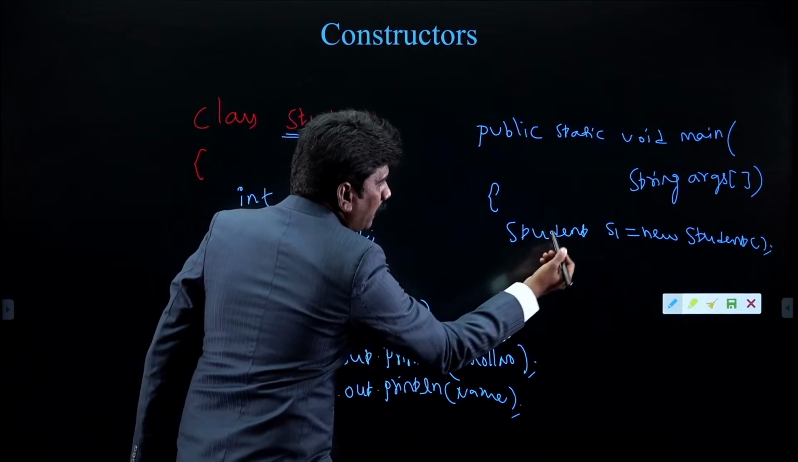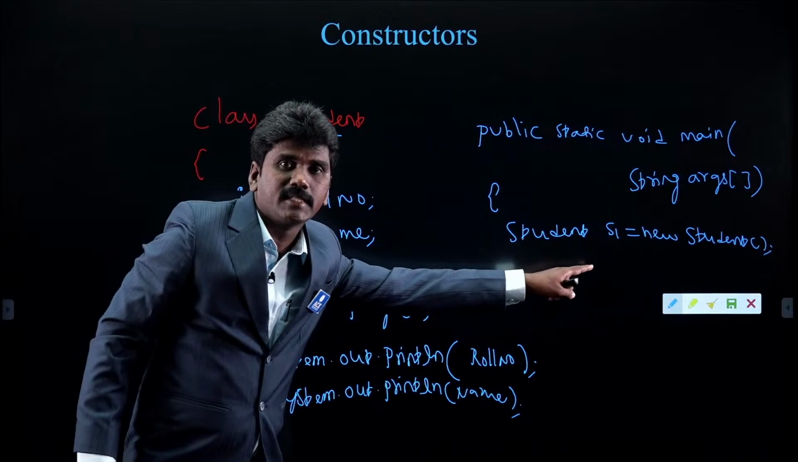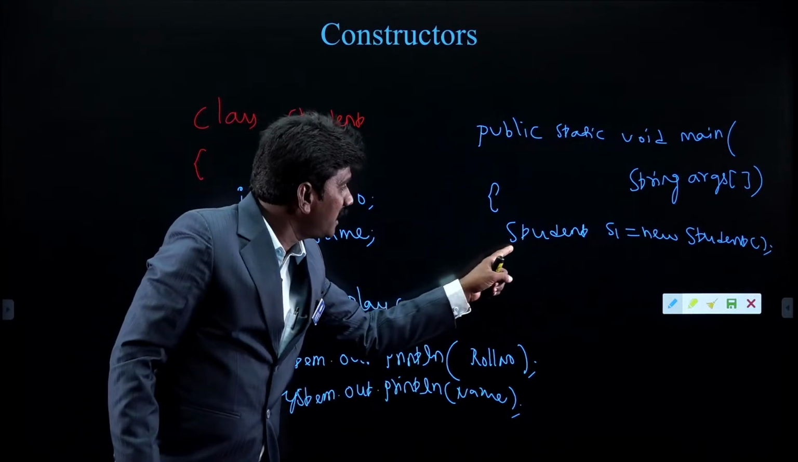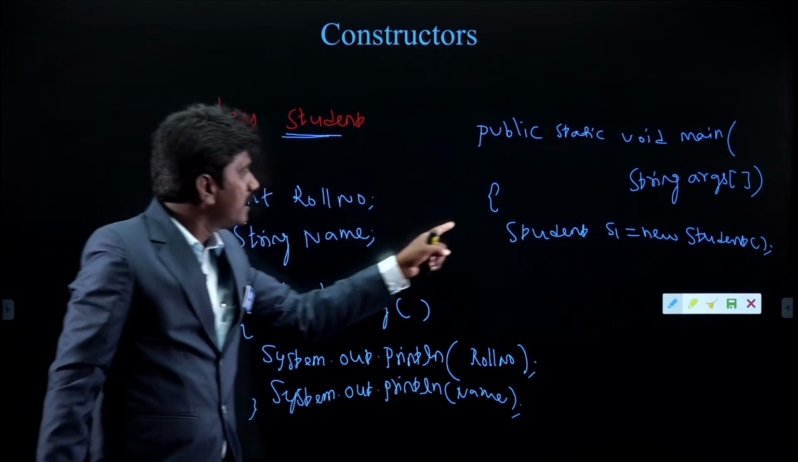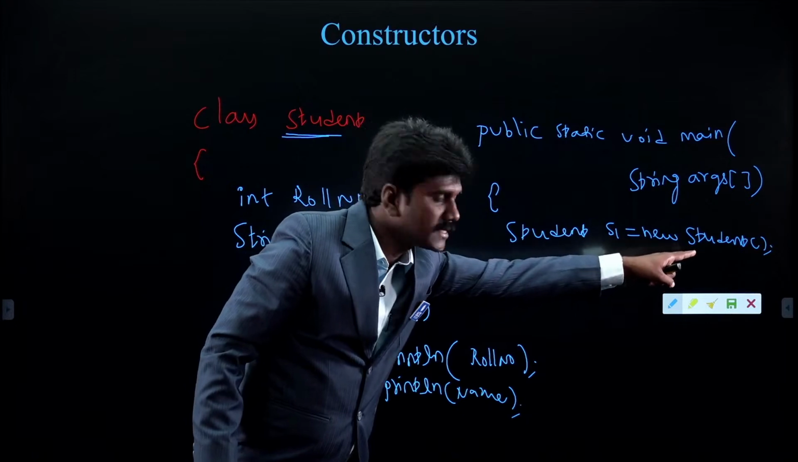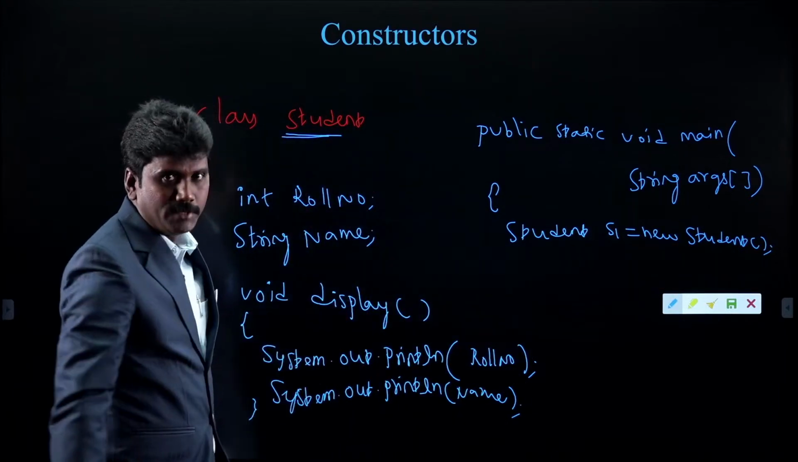So here I have created one object. What is my object name? s1 is the object name. How have I created that? By using the class name, that is Student. Student space s1 is equal to new Student(); I have used parentheses and a semicolon. Now it is going to create an object.